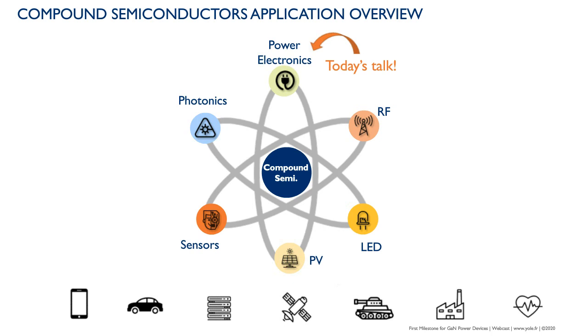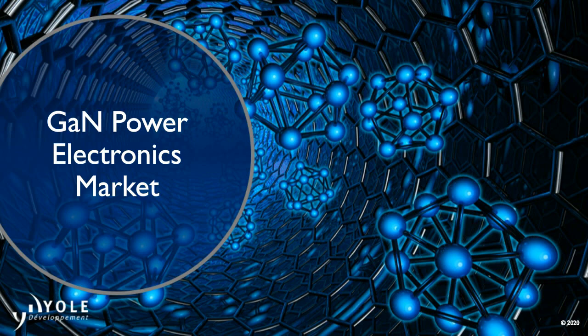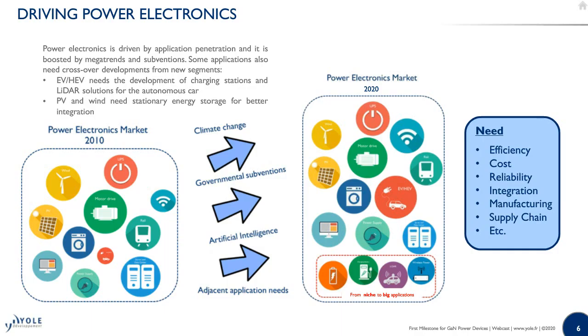At Yole, each of these emerging and applicative markets related to photonics, sensors, LEDs, power, and RF are tracked. In our compound semiconductor activity, we bring a perspective on the markets and technology trends and analyze the value chain at the substrate, epi wafer, and device level. Amongst all these interesting applicative markets and compound semiconductors, today we will focus on the GaN-based power electronic market. Before jumping to GaN, let me give you some insights on the global power electronic market trends.